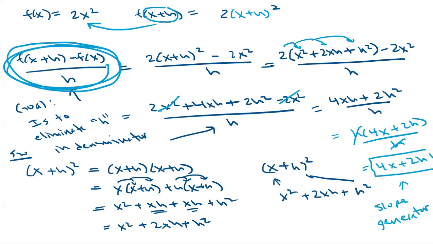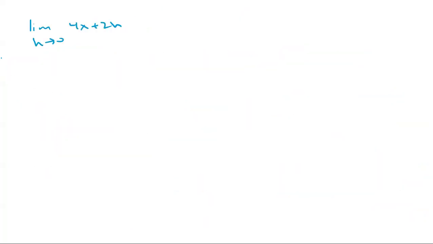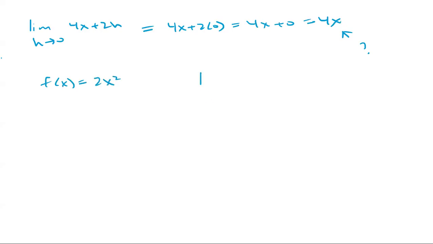When we have this here, then we plug in our value for h. So that becomes 4x plus 2 times 0, which is 4x plus 0, which is 4x. So again, what does this mean? I call it the slope generator. We have the function f of x equals 2x squared, and we're going to learn a bunch of these graphs in 3.4.